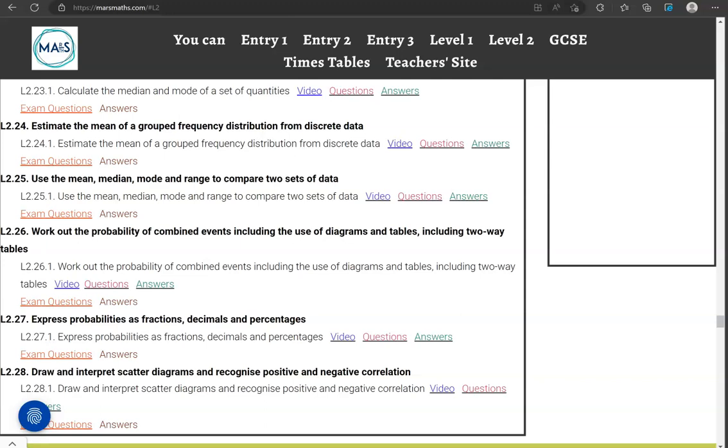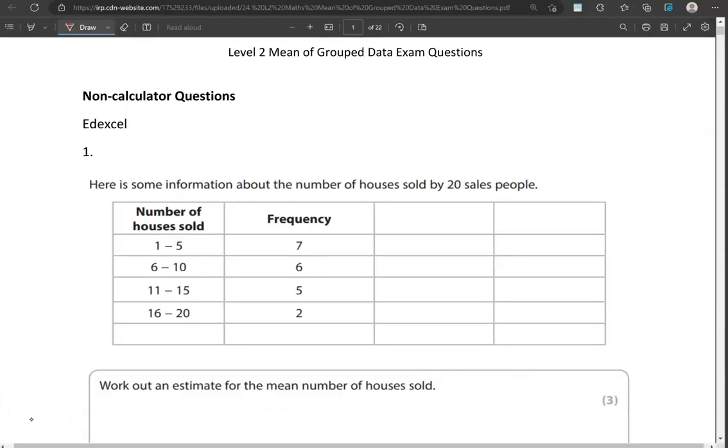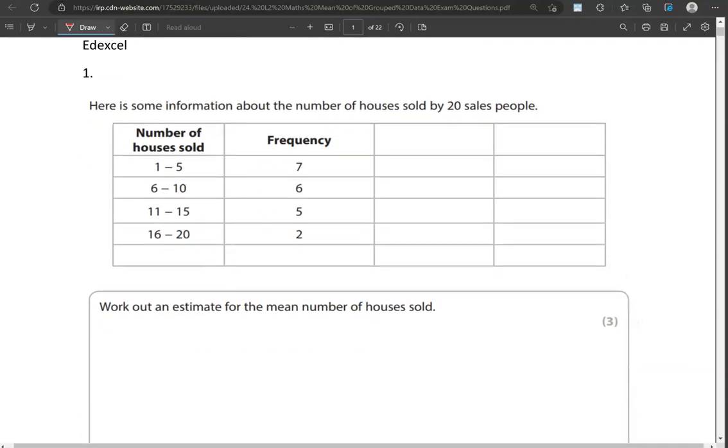In this video, we'll go through exam questions that cover the criteria estimate the mean of a group frequency distribution from discrete data. You can locate the questions on the mathsmaths.com website under level 2. The questions come from different exam boards. We'll start with the non-calculated questions and then we'll move to the calculated questions. Here is the first one.